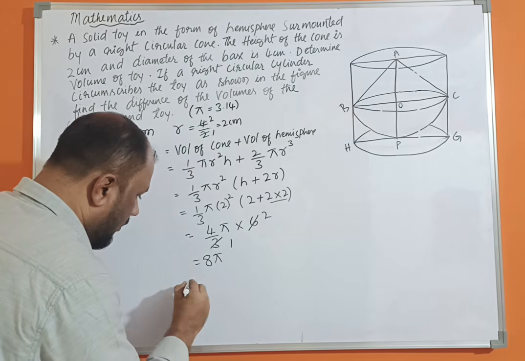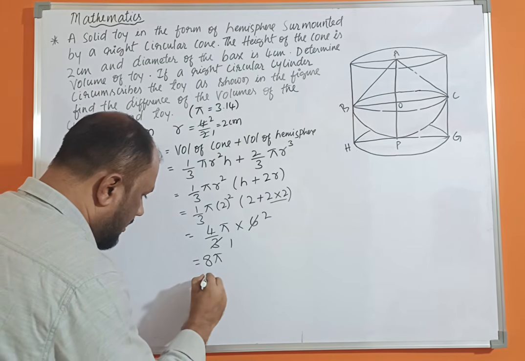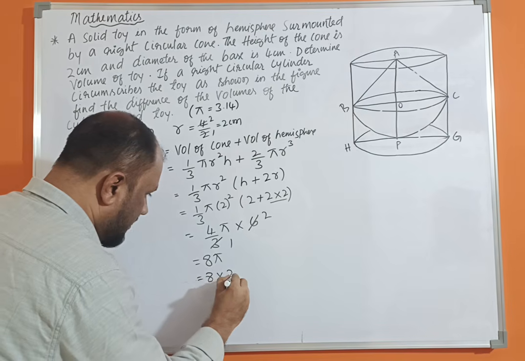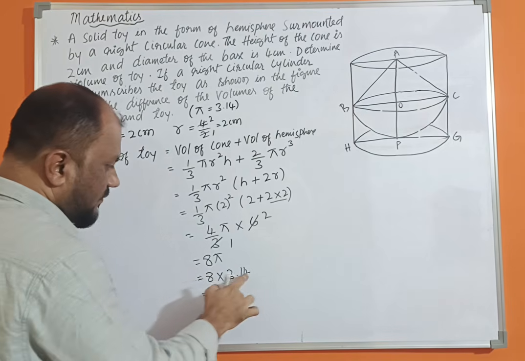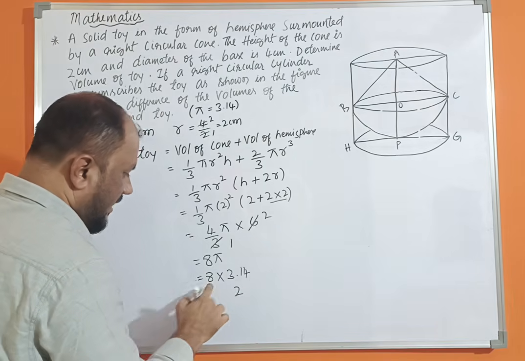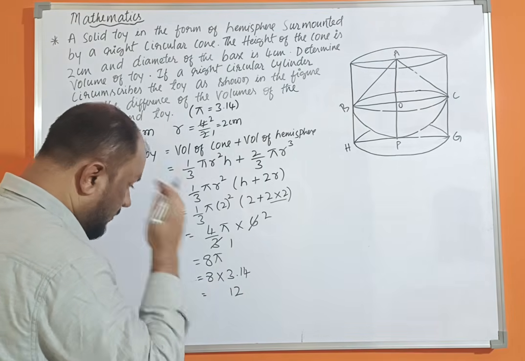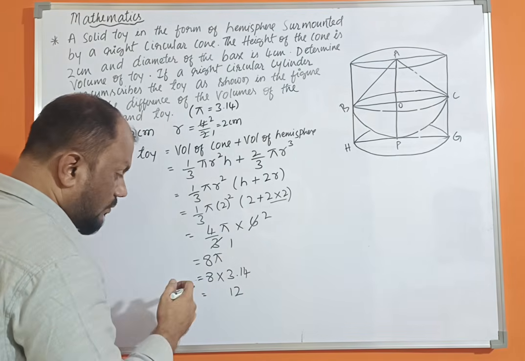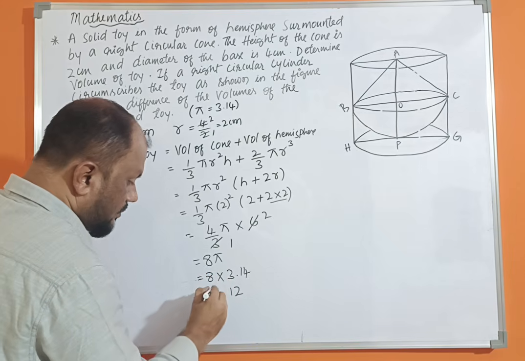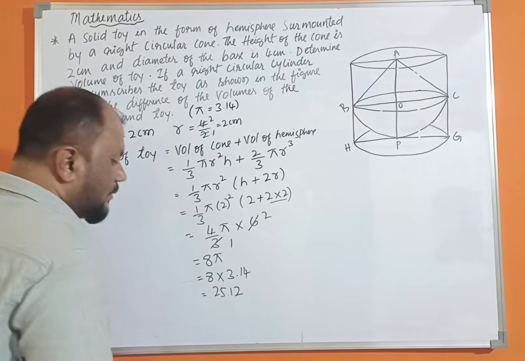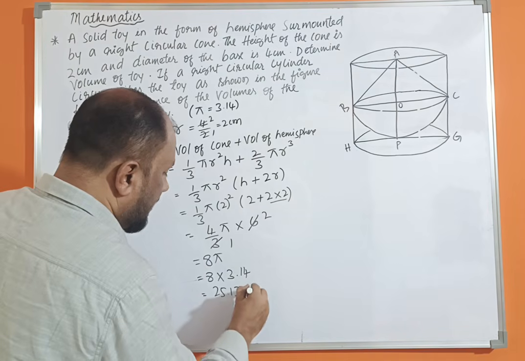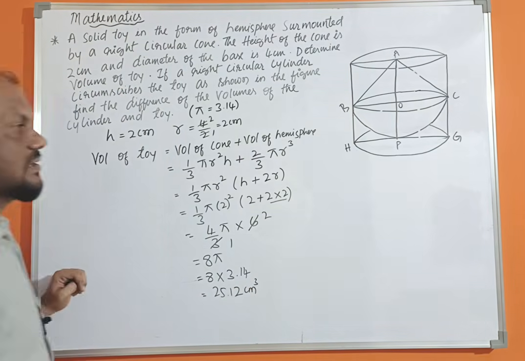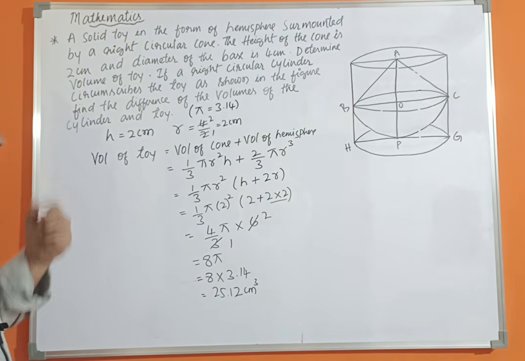Okay. Now 8 into pi value, which is 3.14. 8 4s are 32, carry 3. 8 1s are 8 plus 3, 11, carry 1. 8 3s are 24 plus 1, 25. So 25.12 centimeter cube. This is the volume of the toy.